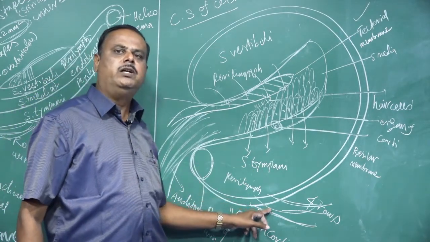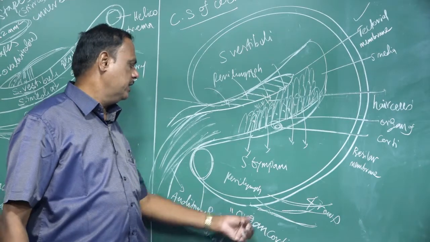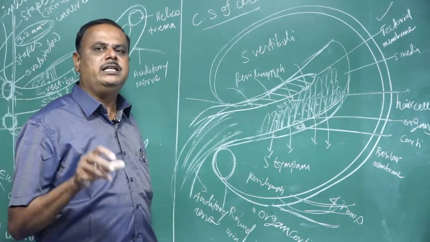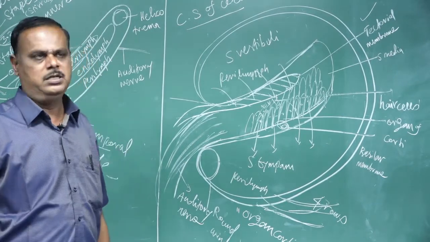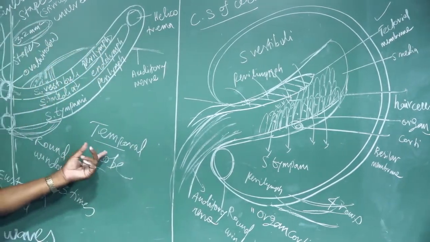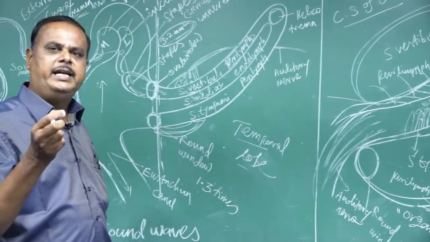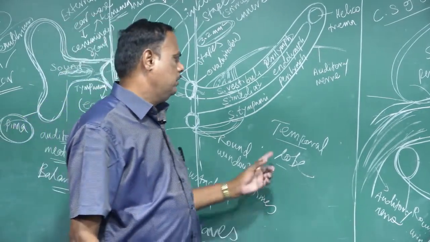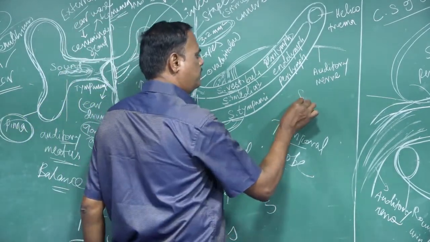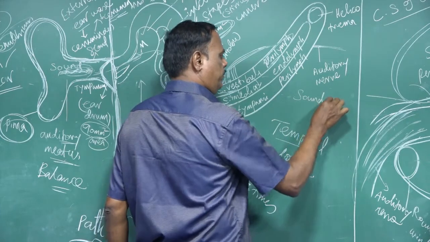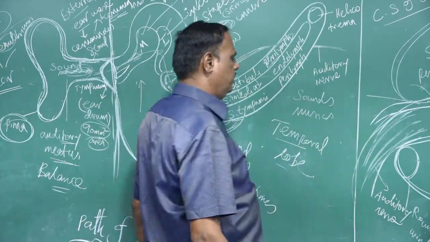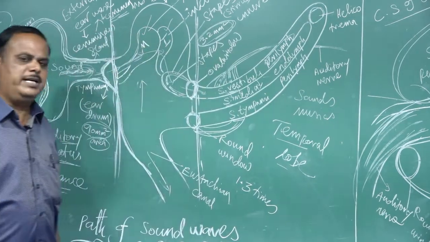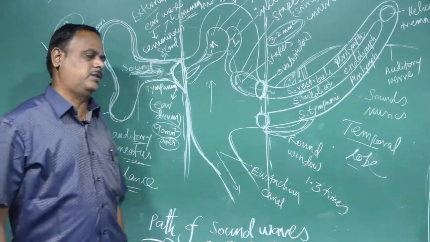Near the round window, the auditory nerves are connected. The auditory nerve carries the electric signal to the auditory area of the brain, the temporal lobe, to integrate, coordinate, and regulate the function of the brain. We know about different sounds and also music. In this way, the mechanism of hearing takes place.